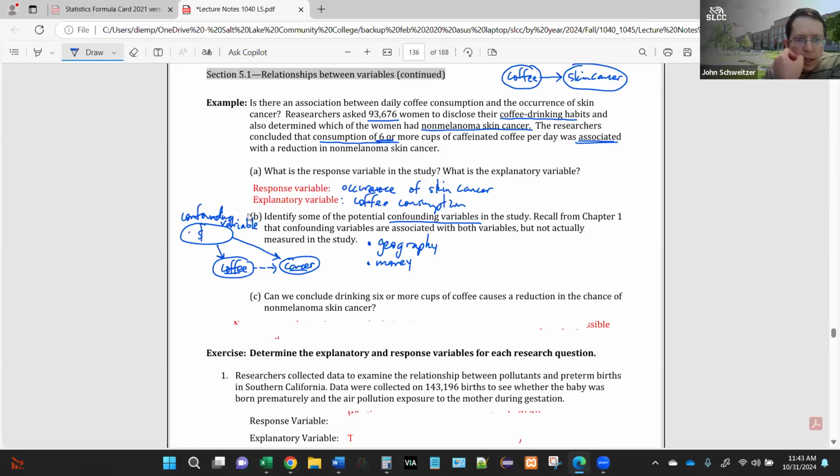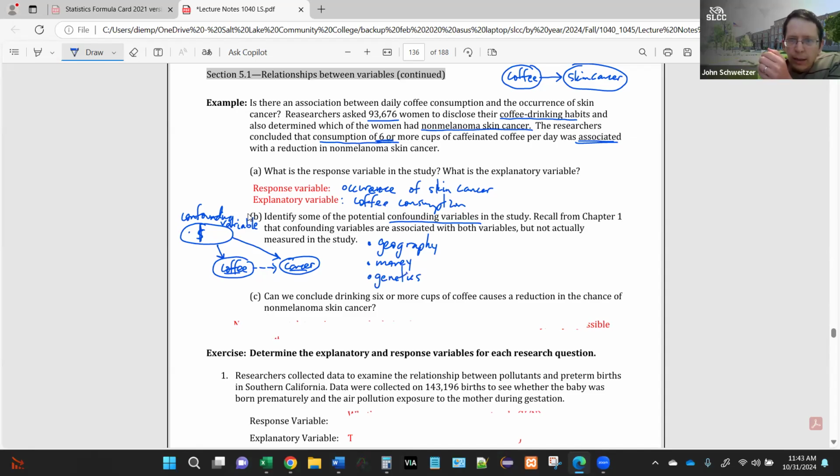Perhaps, right? Not everybody, but there might be some kind of statistical average. So perhaps it's money. And so if you have more money, you can drink more coffee and perhaps you can get better health care for your skin cancer, right? So could be money is changing it, increasing coffee and simultaneously decreasing cancer rates. So maybe it's money that's that confounding variable in the background. It could be a million other things, right? It could be genetics. We just don't know.